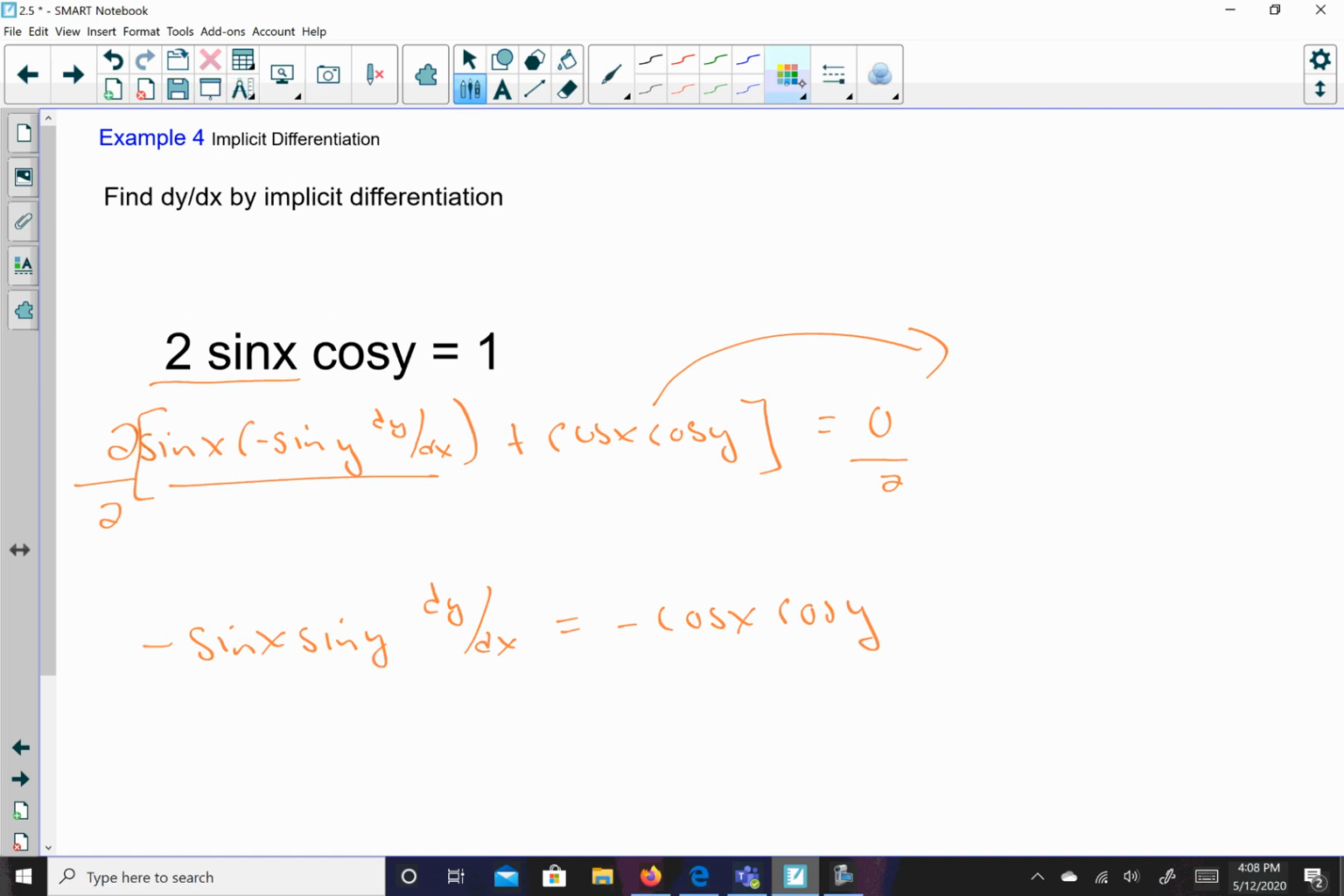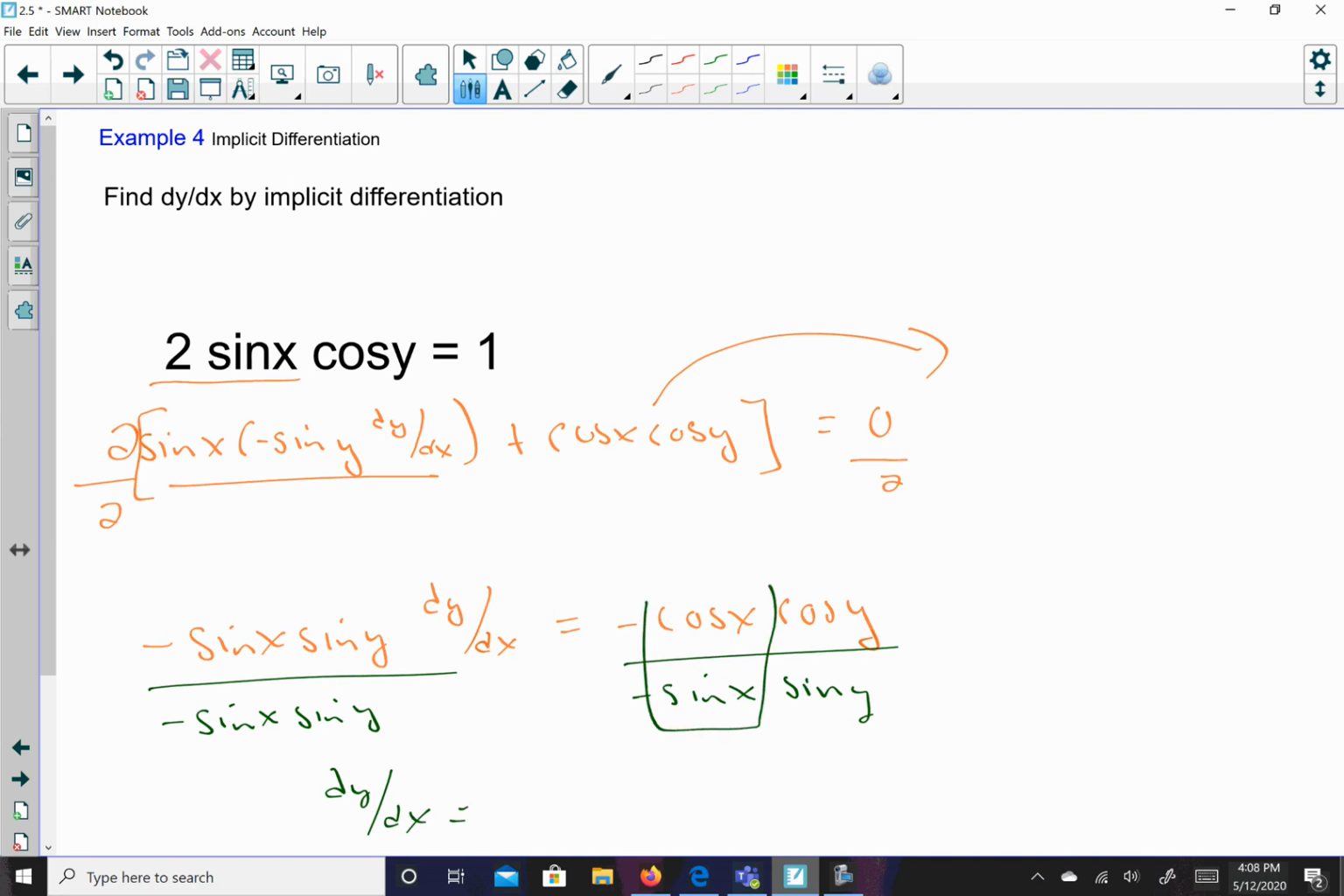Solving for dy/dx, I divide both sides by negative sine x sine y. In simplified form, the negative and negative will be positive. This will be cotangent of x, and this will be cotangent of y. And that is my derivative of that function.